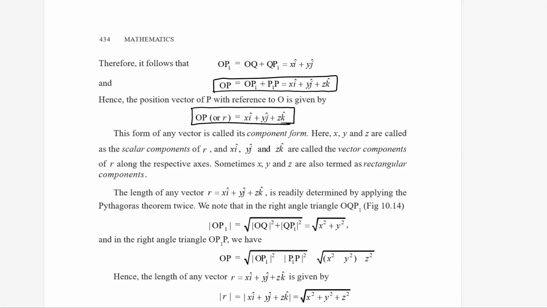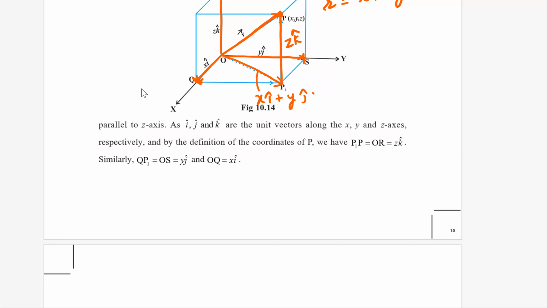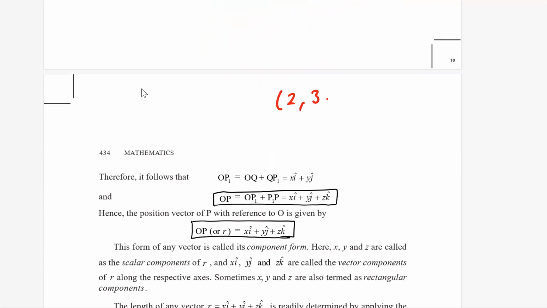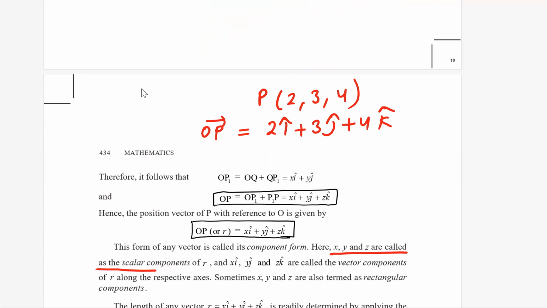Getting? So when we write this, what does xi mean? i is a unit vector, and x is the coordinate, the distance along the x-axis. Basically, if a coordinate is (2, 3, 4), suppose this is point P, then the vector OP can be written as 2i plus 3j plus 4k.